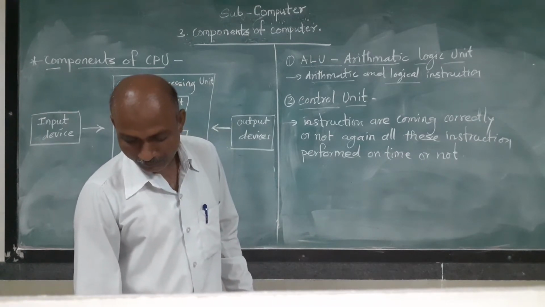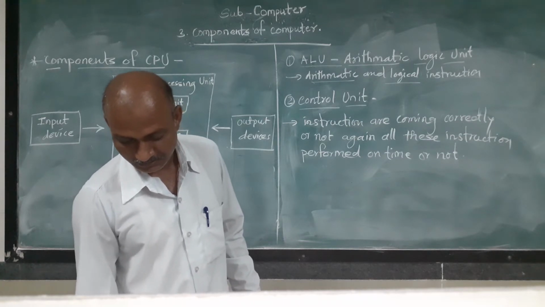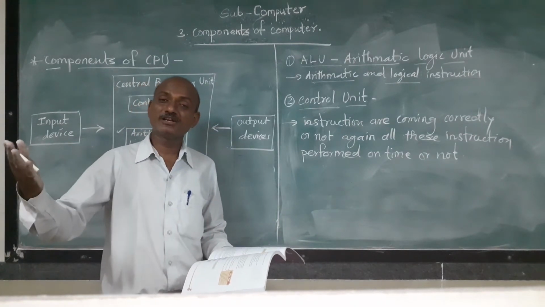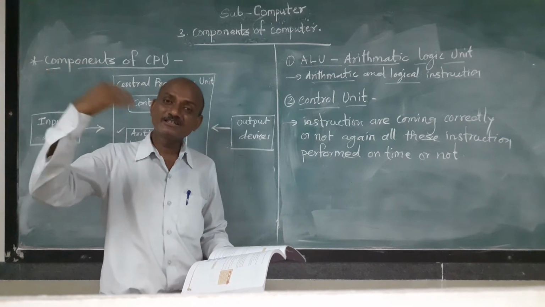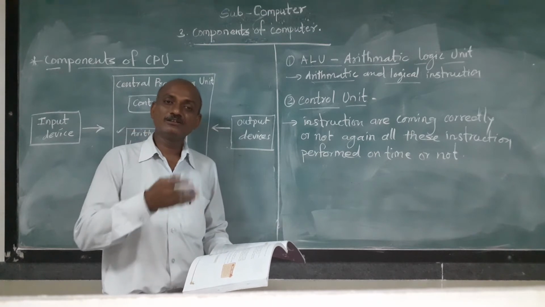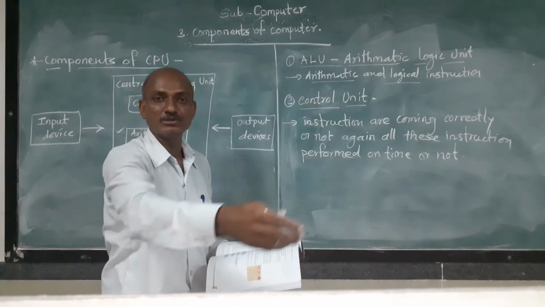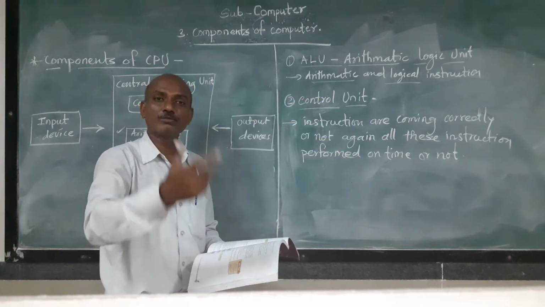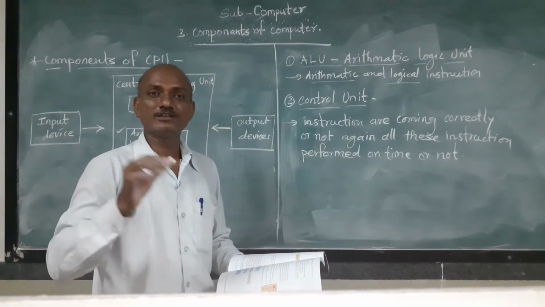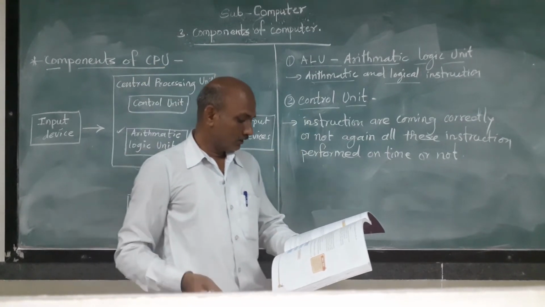Again, it directs operation and coordinates the functioning of the computer system by managing and maintaining the exact sequence in which the instructions need to be executed. So that sequence of instructions is managed by the control unit, and the same sequence is given to the user. Okay. So this is the function of the control unit.